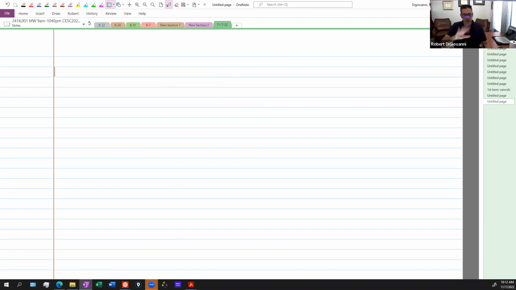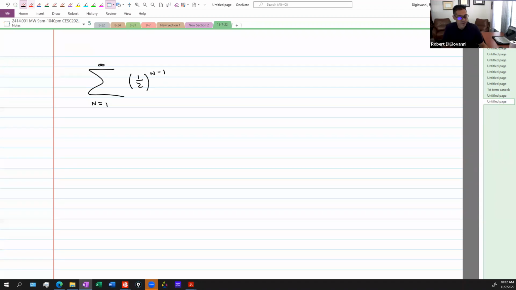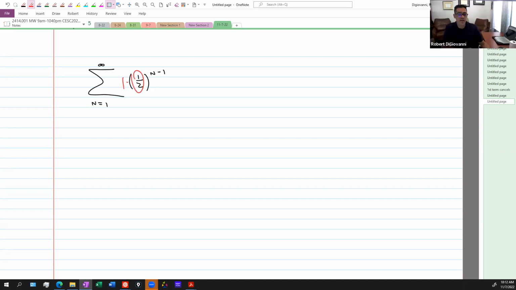Or not, let me write it this way. How about this series right here? Tell me if this converges or diverges. I'll make it real straightforward: 1/2 to the n minus one. What type of series is that? I want to say geometric. Yeah, geometric, right? Here, a is one and r is 1/2. So that converges, right? Yes. Geometric.